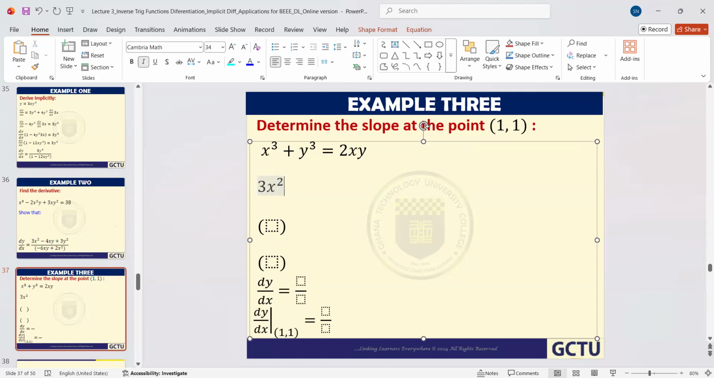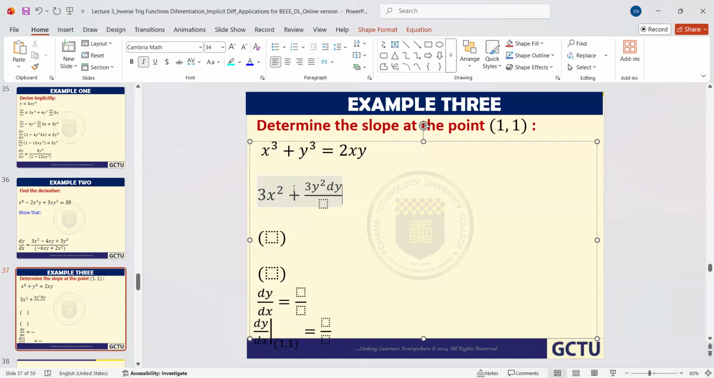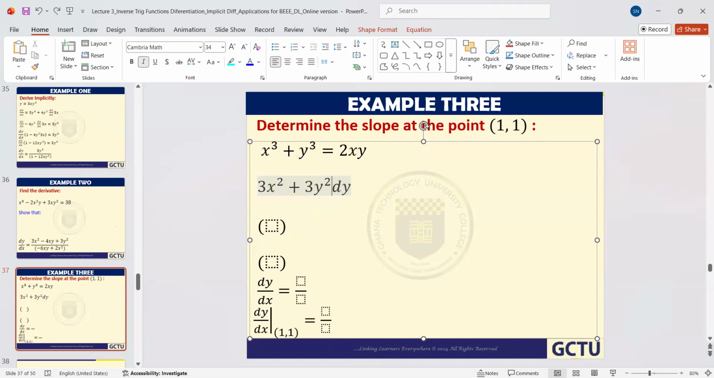And then who can help me out with this? When I differentiate the y cubed, what should this give me? Yes, it becomes 3y squared dy/dx. Okay, so that gives me the dy/dx.